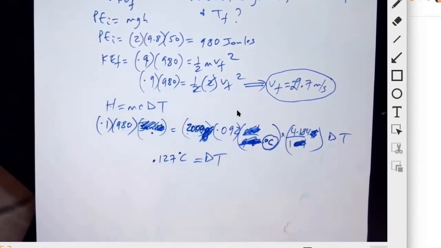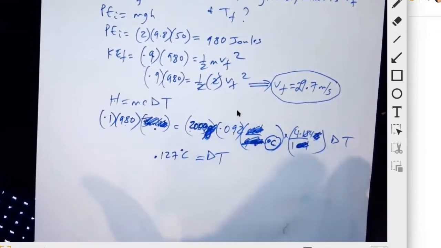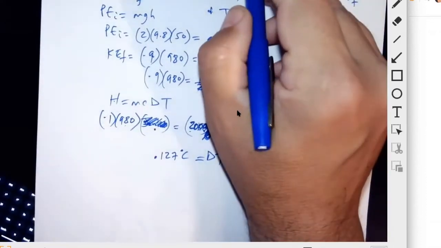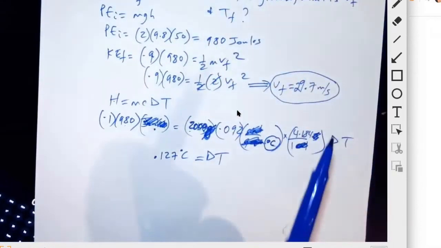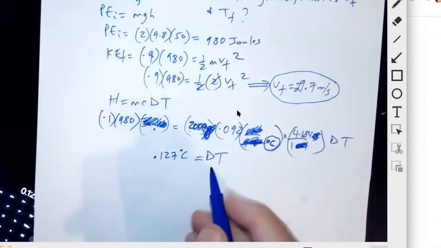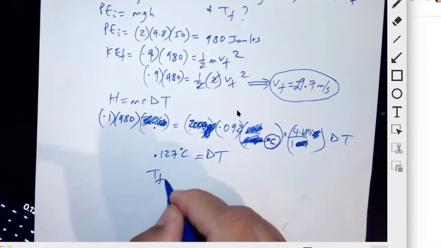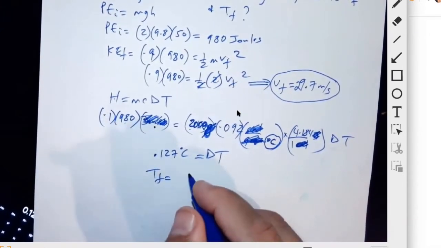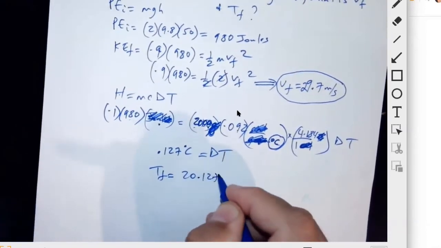Not too much, huh? So imagine this is copper. Copper is not one of the really, really easy ones to heat, 0.092, but it's still pretty easy. So it didn't actually heat up too much. The final temperature is going to be the initial temperature plus this, so 20.127.